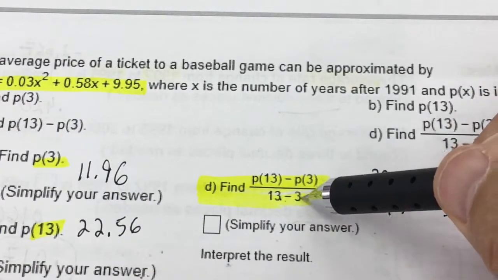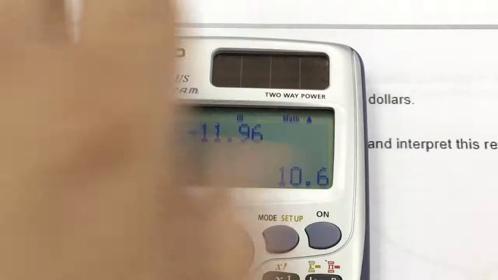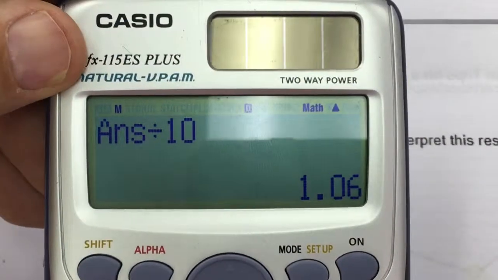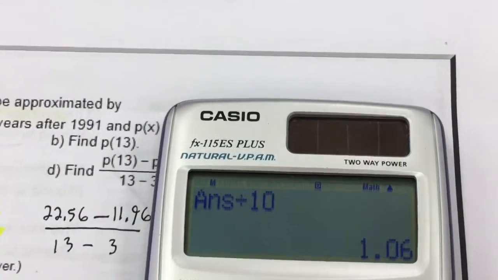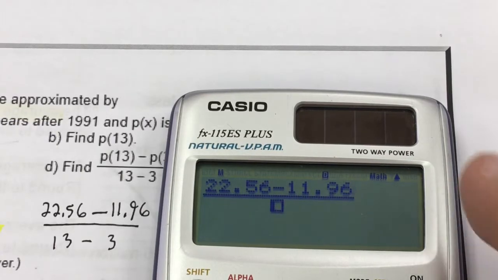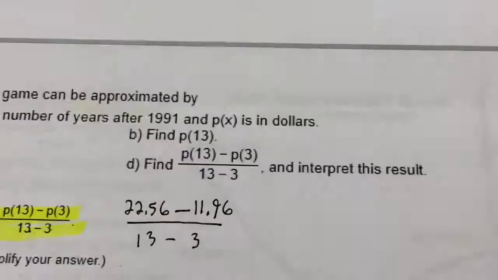It goes up in that little parentheses. The 3 is in the back. It goes in that parentheses. Now I'm going to enter this into the calculator. All I have to really do is divide this by 10, and that should give me the answer, 1.06. And I'm going to show you that it works if you type the original in the way they want you to. So 22.56 minus 11.96. Down arrow, 13 minus 3. SD it, and my answer is 1.06. That's my average rate of change.